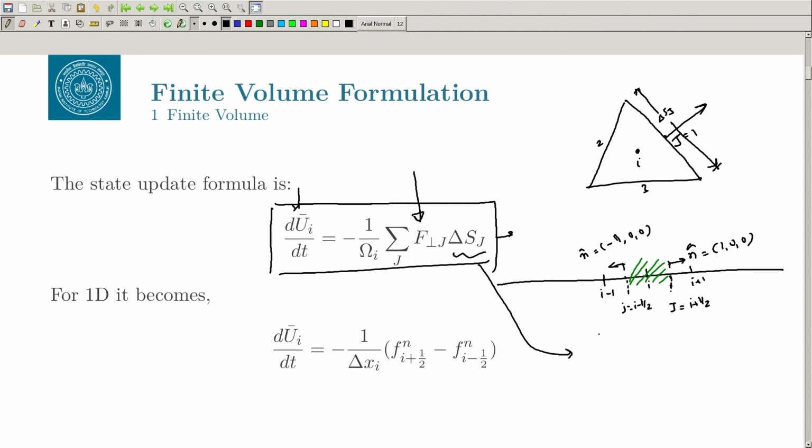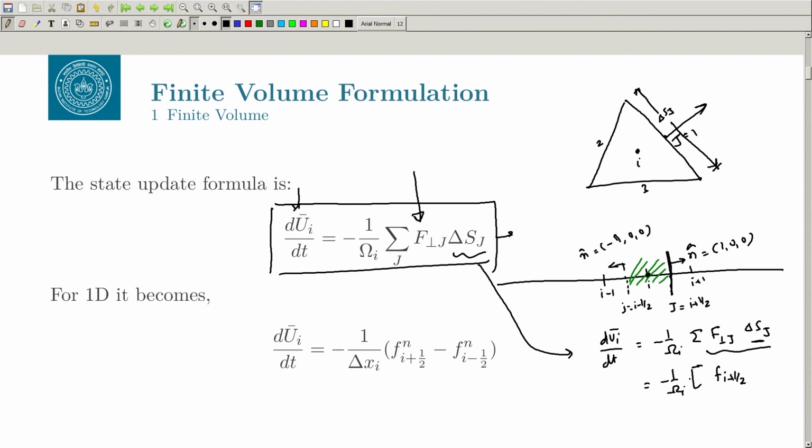So, if you use this formulation, this will become d u i by d t, where u i is the value at the cell center, sometimes also called the cell centroid, equals minus 1 by omega I sigma f perpendicular j delta s j. So, what is the delta s here? Because it is a 1D flow, this will just become 1. So, this is minus 1 by omega I and f perpendicular j. I am looking at the face on the right hand side, which you can write as f I plus half, and delta j. The area, because it is just 1D flow, is 1.